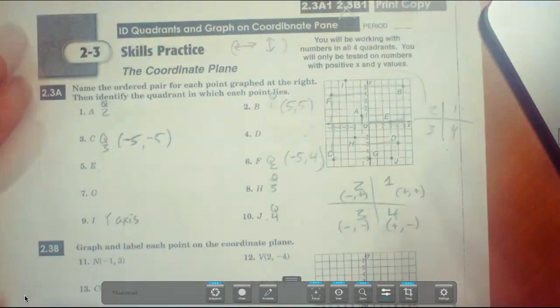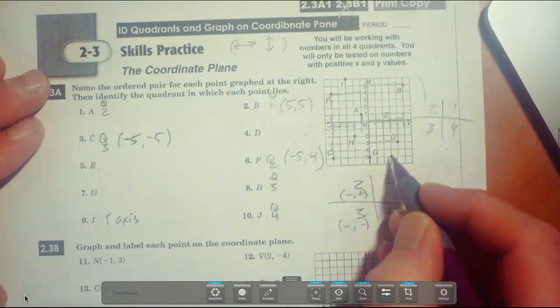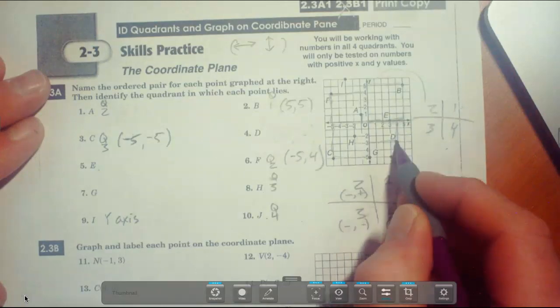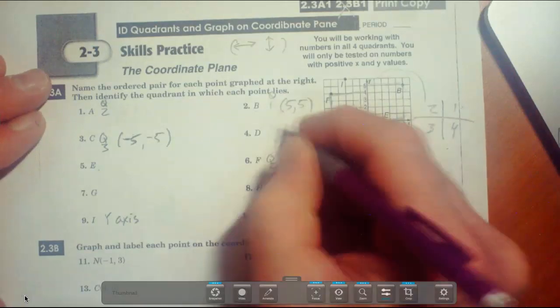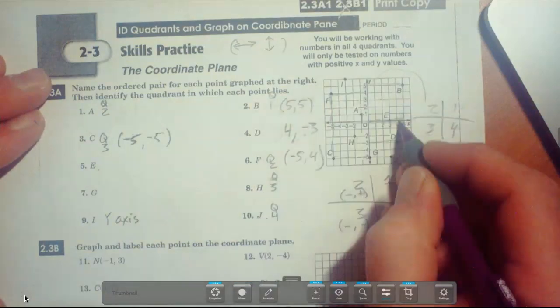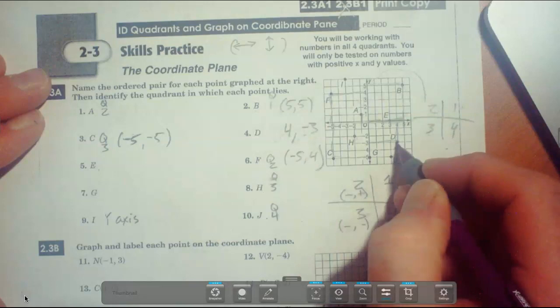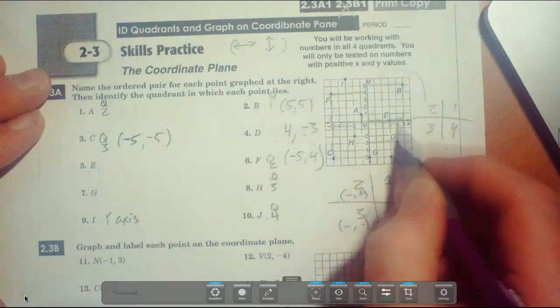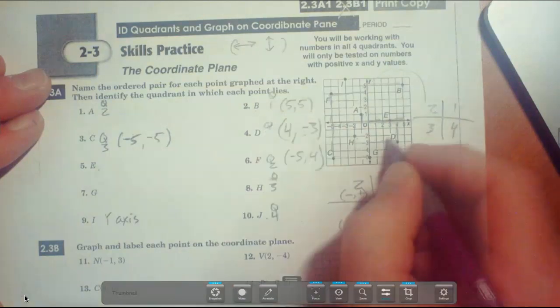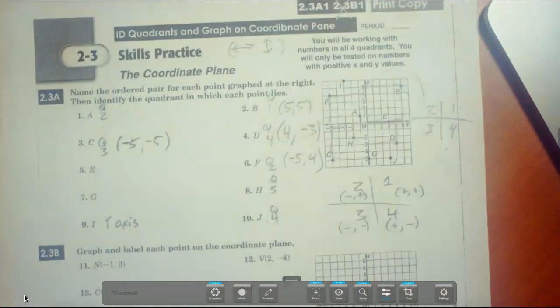All right, let's do one last one. Let's do problem D here. D, we're going to go over 4. You can see the 4, and we're going to go down 3. So it's 4, and it's a negative 3 because we went over 4, and that's positive, and we go down to negative 3. And you can see the negative 3 there. And that's in quadrant 4. All right, I'll let you work through the rest of those on your own.